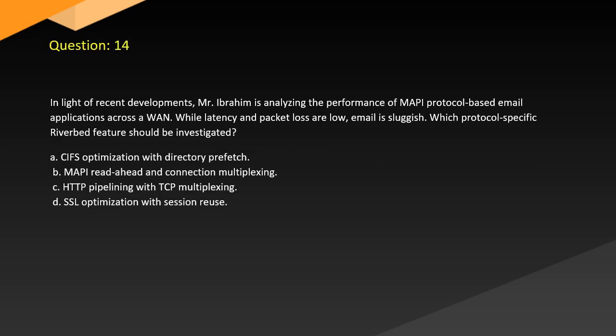Question 14. In light of recent developments, Ista Ibrahim is analyzing the performance of MAPI protocol-based email applications across a WAN. While latency and packet loss are low, email is sluggish. Which protocol-specific Riverbed feature should be investigated?